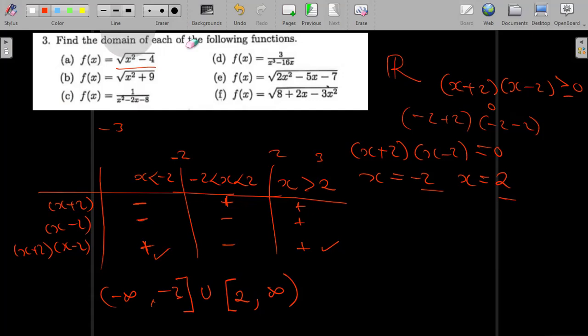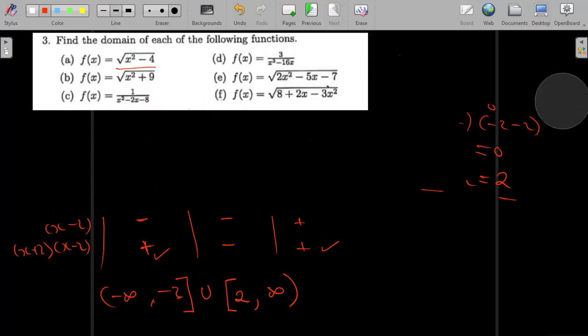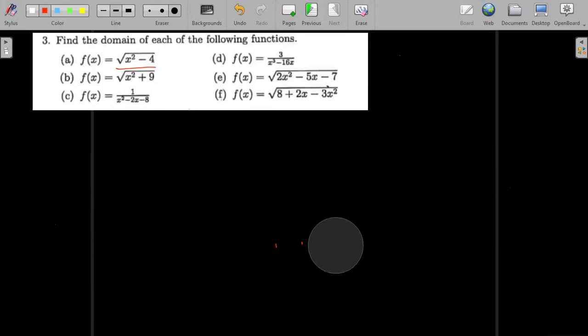All right. So now let's move on. We look at another one: we do B, then we come and do D, then we conclude with E.